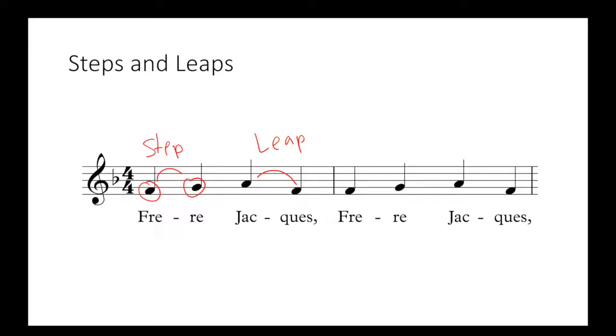Leaps act usually in predictable ways, but they serve to break up the monotony of something that just moves around by step. So we can think Frère Jacques, Frère Jacques. If we think about the melody a little bit larger, we can see that it steps up, then it leaps back down to where it came from, then it repeats exactly that movement again. Step, step, step, leap.